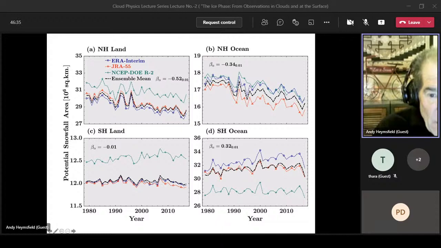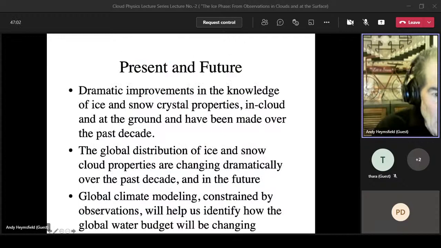still a decrease. Southern Hemisphere land, as I mentioned, there hasn't been much change in the height of the melting layer, and that is quite indicative from this plot here. And then Southern Hemisphere ocean, likewise. So it looks like North America is most impacted. And I won't go into detail.